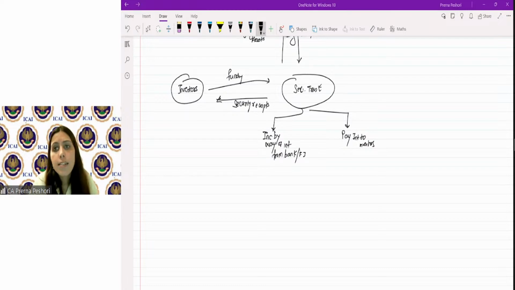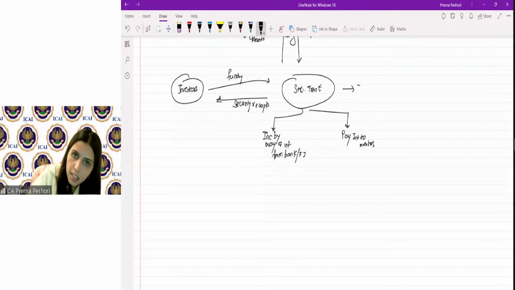Okay. So that is the securitization trust. Now, how does the taxability work for the securitization trust? That is something we will have to understand. Now, the income of the trust will be exempt under section 10(23DA).